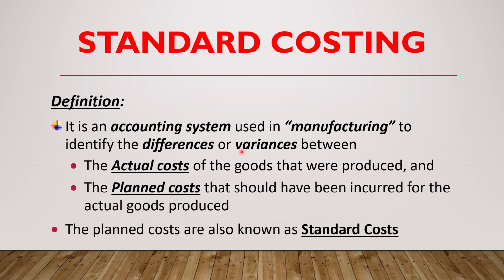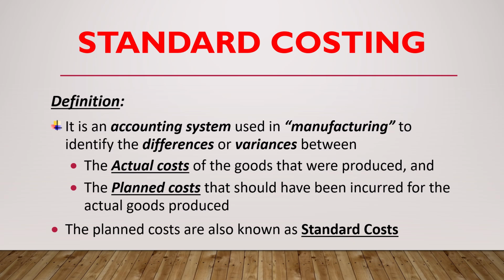So what is the actual cost or actual information? It is the cost of the goods that are produced. And then what is a planned cost? Planned costs are the costs that should have been incurred, right? The costs that were planned, right? So these planned costs are also known as standard costs. Okay.